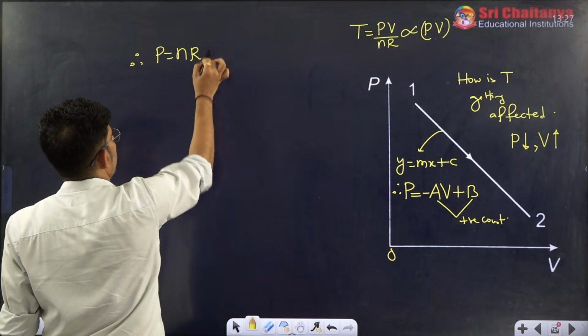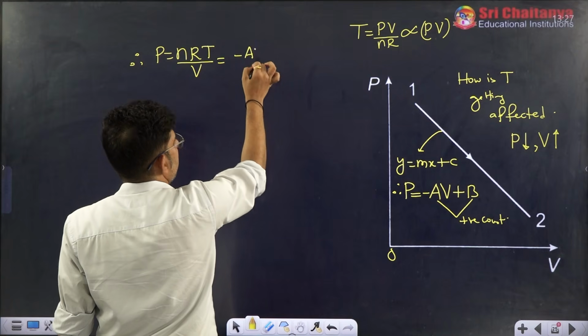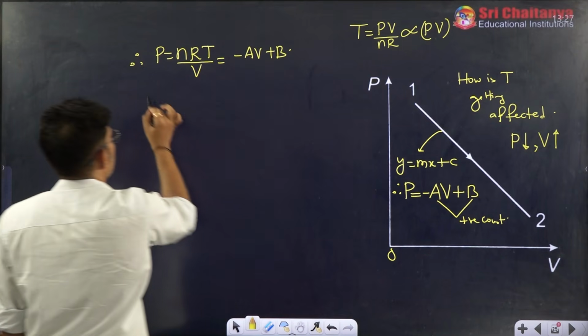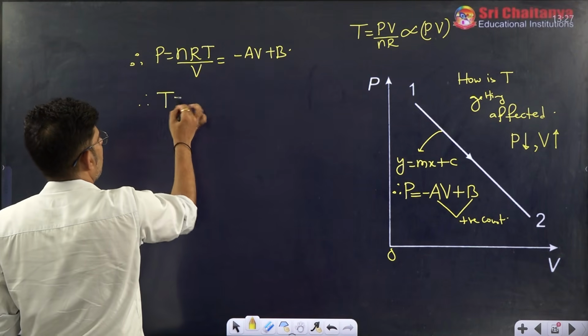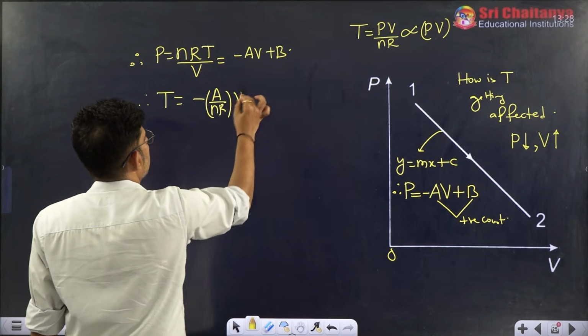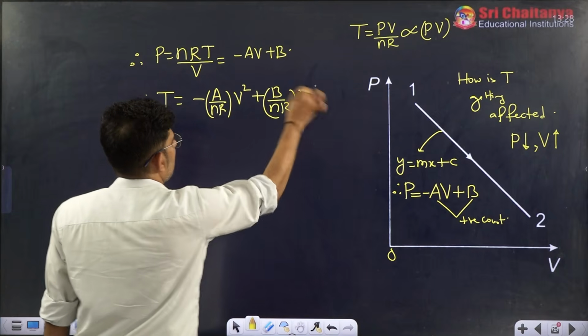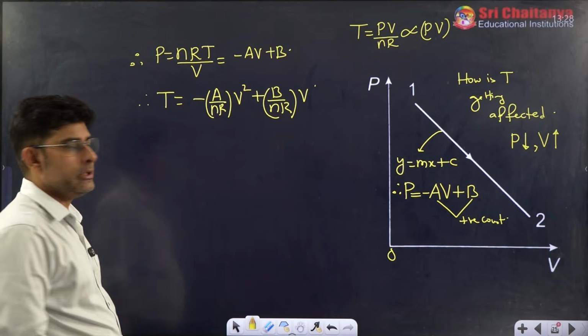Now we are asked about temperature. So P is equal to nRT by V, so you can write minus AV plus B. From here, write temperature on one side: minus A by NR V squared plus B by NR into V. Now can you see it is a quadratic equation?